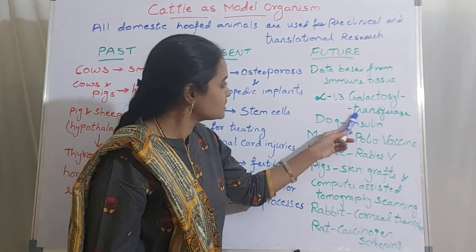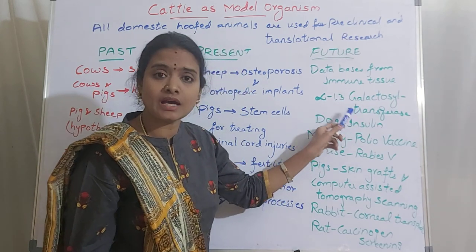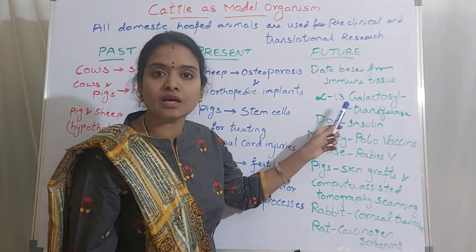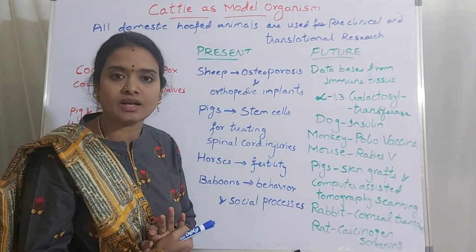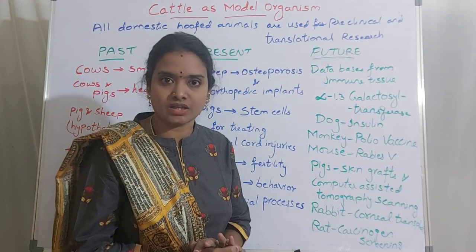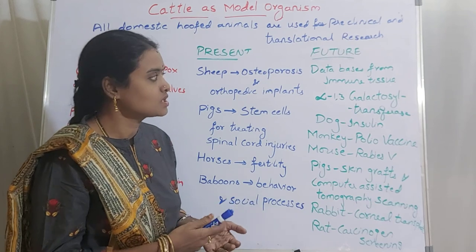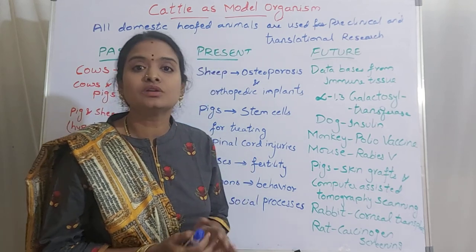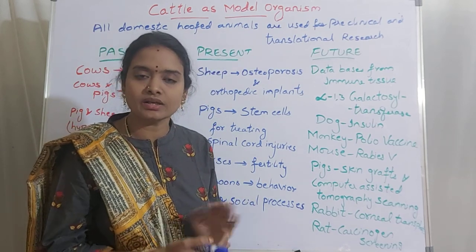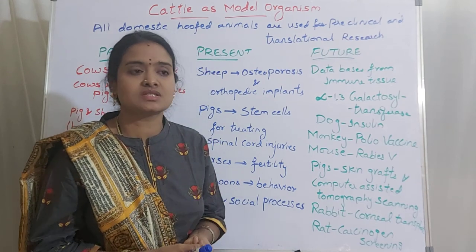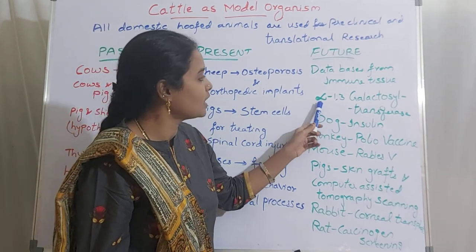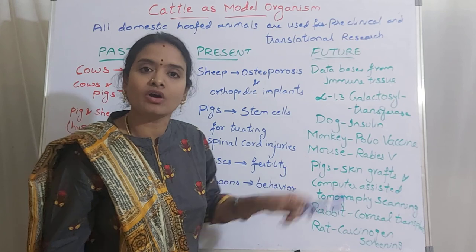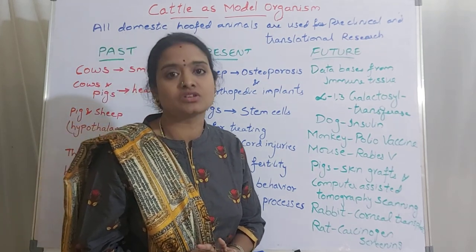alpha-1,3-galactosyltransferase. This enzyme is mostly used in grafting. What is the use of this enzyme in grafting? Normally, in tissue grafting or a complete whole organ grafting, there may be issues such as organ rejection. The graft rejection may be there due to the active immune system. That immune system can be suppressed by using this alpha-1,3-galactosyltransferase. By using this enzyme, a complete organ can be transplanted without any rejection.